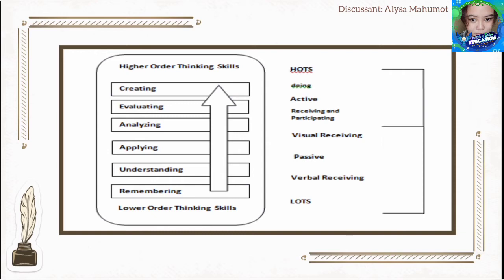And then the evaluating, which means to make judgment about the value of ideas or materials. So the example keywords are appraises, compares, criticizes, defends, describes, discriminates, identifies, infers, outlines, relates, selects, and separates.